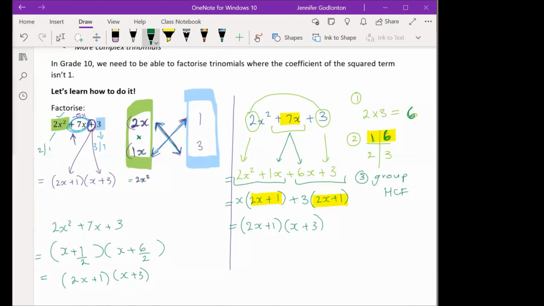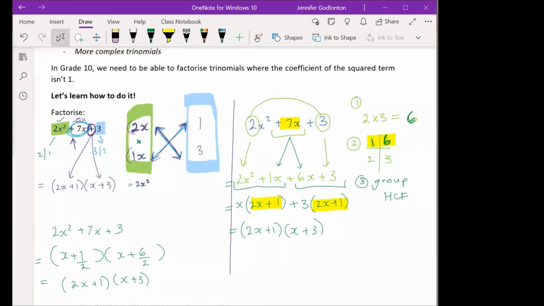But let's not be scared of grouping, guys, because grouping is what we're going to spend our whole next lesson on, and it's a big part of grade 10. Definitely. So we do need to embrace grouping, though. Okay, so I'm ready for questions on the second method.